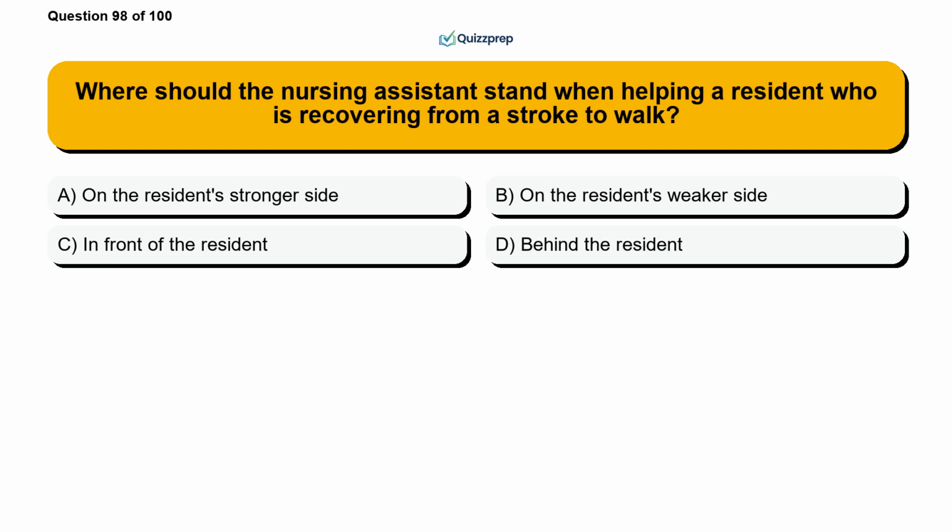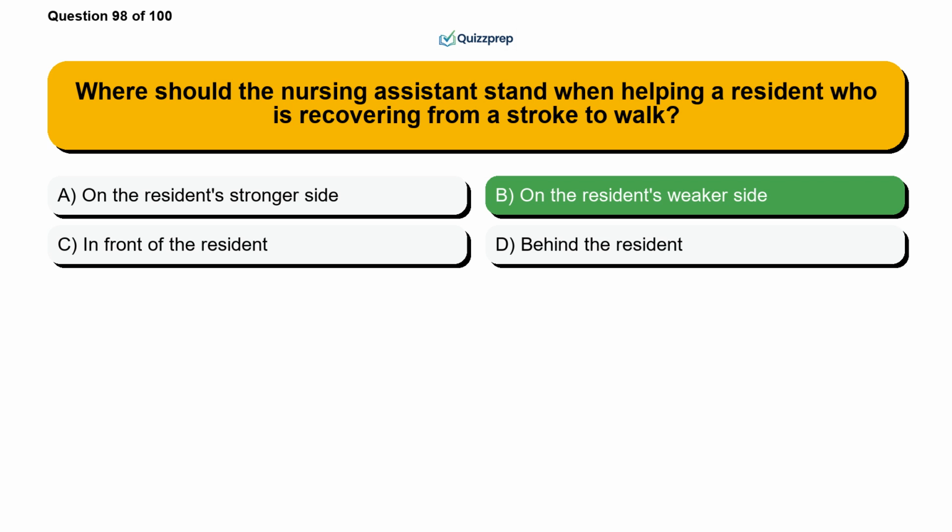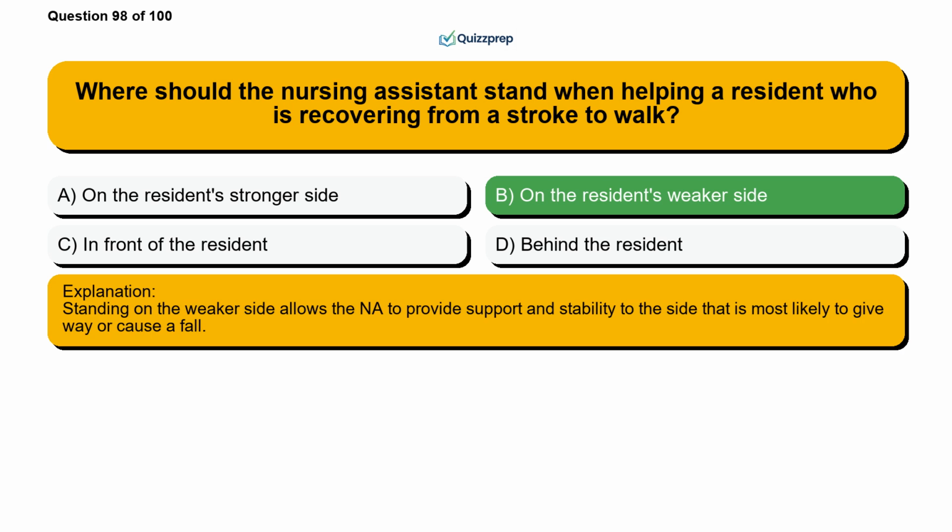Question 98. Where should the nursing assistant stand when helping a resident who is recovering from a stroke to walk? Option A, on the resident's stronger side. Option B, on the resident's weaker side. Option C, in front of the resident. Option D, behind the resident. The correct answer is option B, on the resident's weaker side. Standing on the weaker side allows the NA to provide support and stability to the side that is most likely to give way or cause a fall.